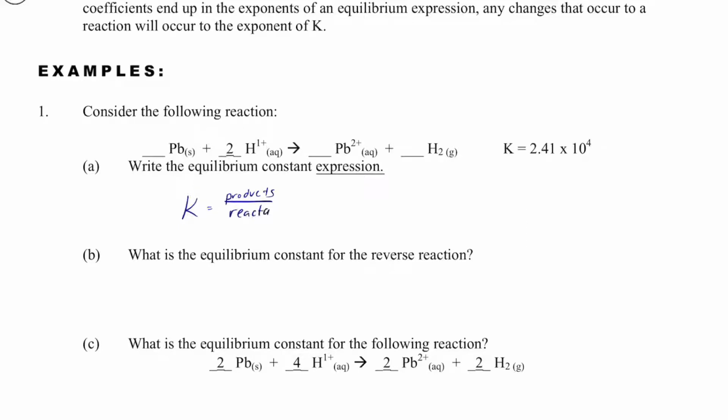divided by reactants. Okay, and so that'll be Pb2+ times H2 divided by H+ squared, because that has a coefficient of 2, and then Pb solid is excluded.